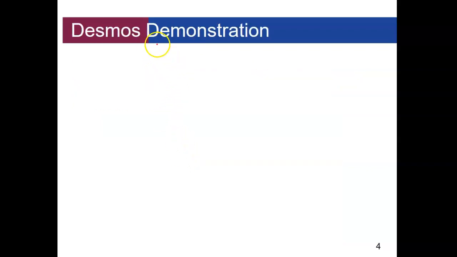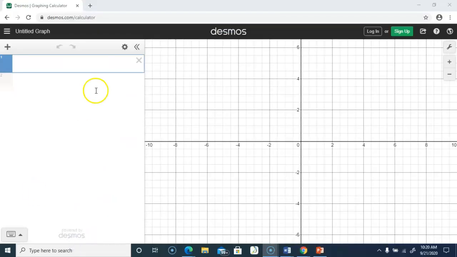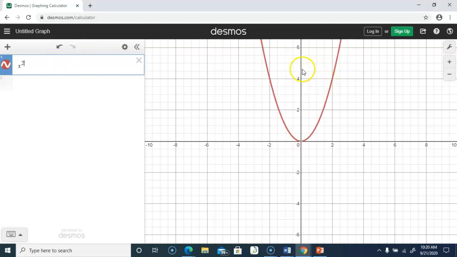Okay, throughout this section today, I want to hop over to Desmos and do a couple of demonstrations. You may or may not be familiar with that. It's a free service. If you're interested in playing around with it a little bit, then I would encourage you to do that. So I'm over here at desmos.com/calculator, and again, that's a free service you can use. So what I want to do is start out with one of our parent graphs, which is x squared. So x squared is simply this parabola that you see here.